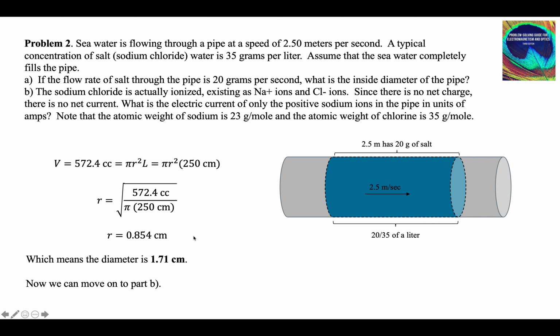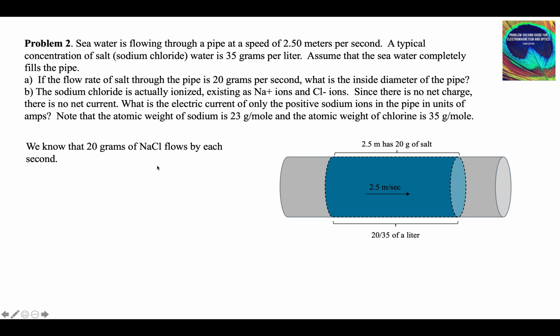So looking at this diagram, we really messed up with the aspect ratio of the pipe. This is supposed to be 2.5 meters. The diameter is only 1.71 centimeters. So the pipe is a lot thinner than we drew, but that's okay. We're just trying to understand the problem when we draw a diagram. Now let's do part B.